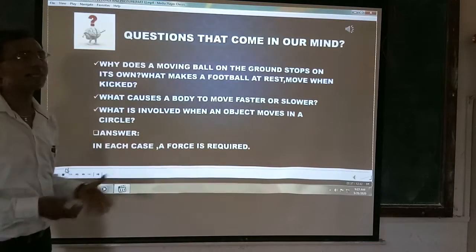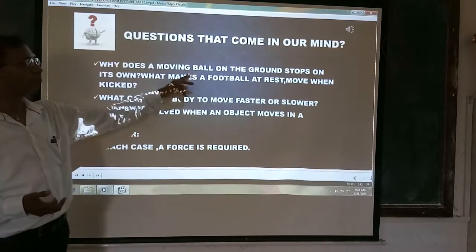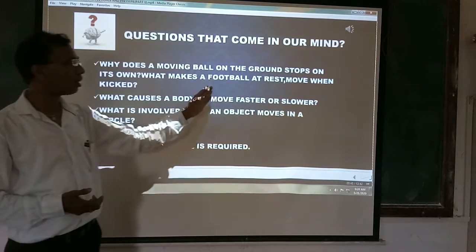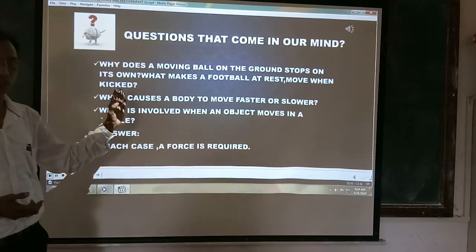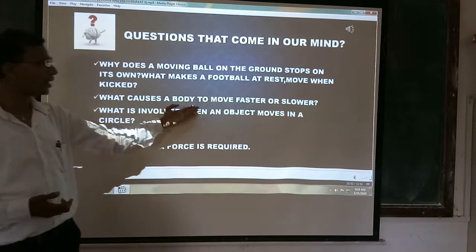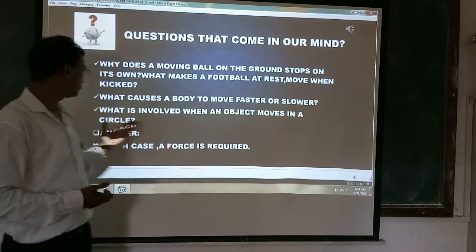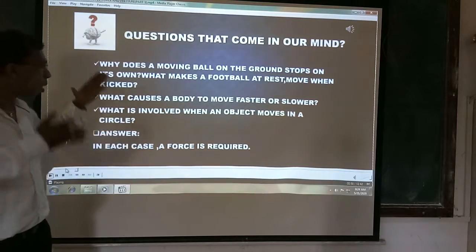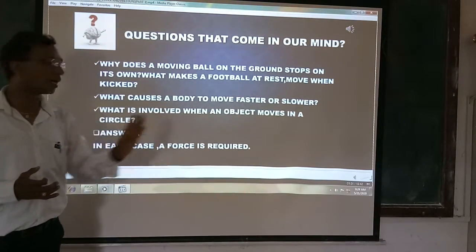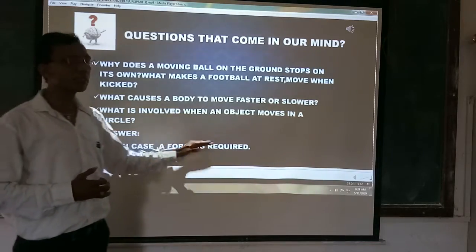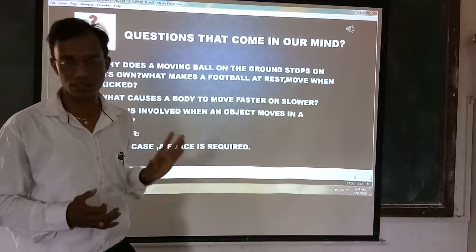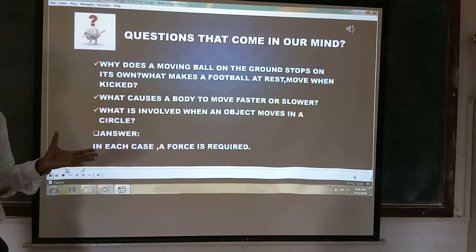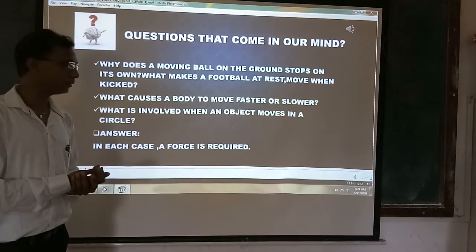First, some questions will arise. Why does a moving ball on the ground stop on its own? What makes a football at rest move when kicked? What causes a body to move faster or slower? What is involved when an object moves in a circle? For all these questions, the answer is one: in each case, a force is required. So how will the force be applied in all these cases?